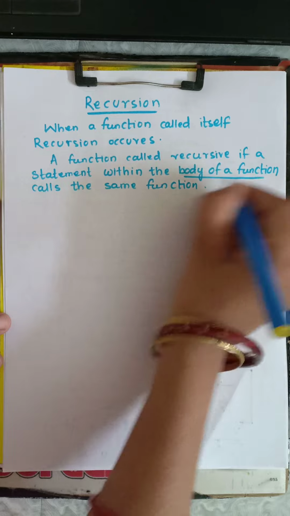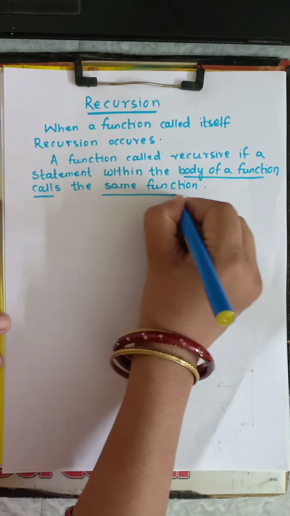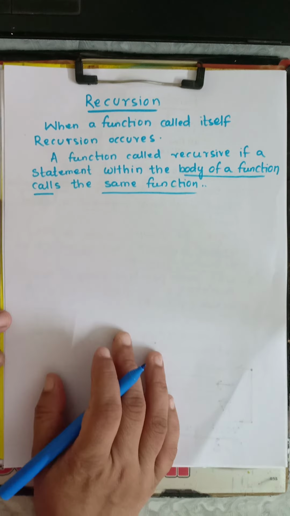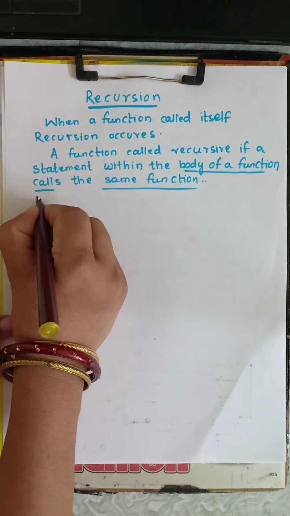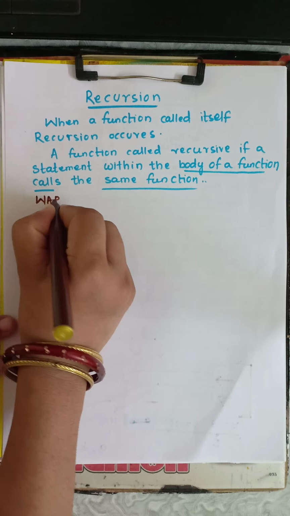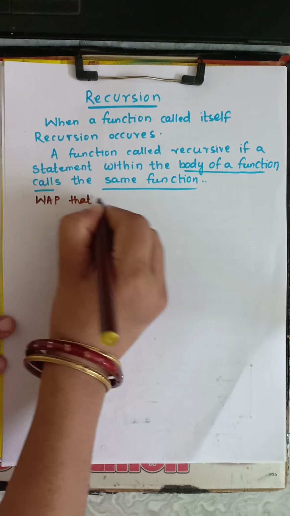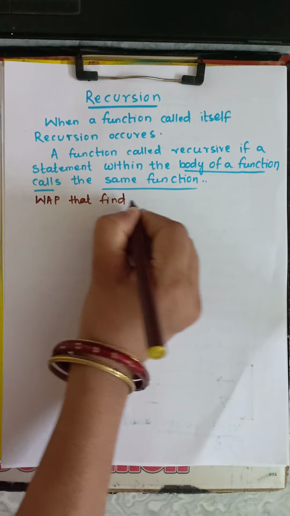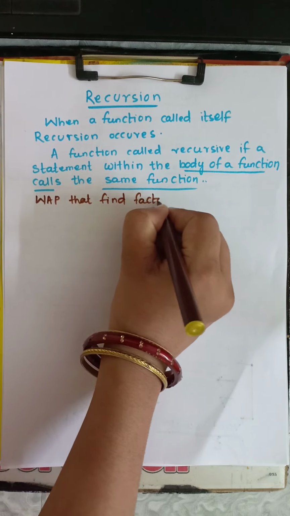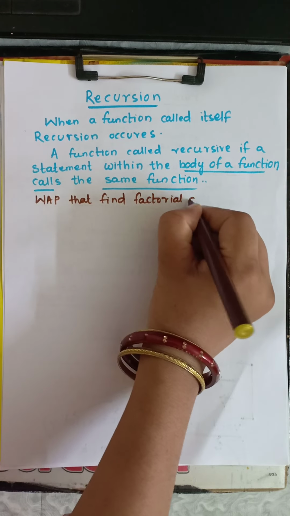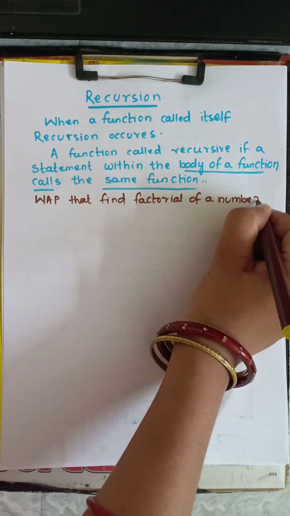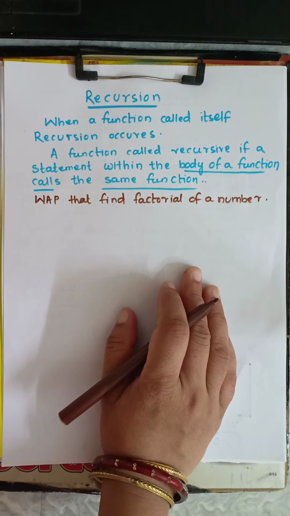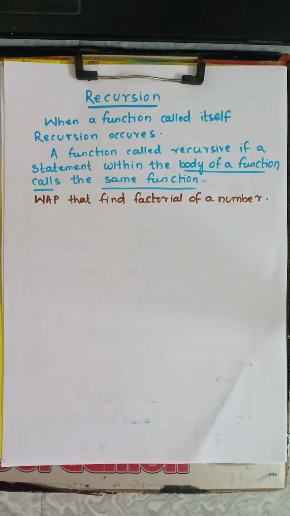Okay, the body of the function calls the same function. That is the process of recursion. Okay, so now we are writing one program. Write a program that finds the factorial of a number using the recursion function. Okay, so now we are at the program.